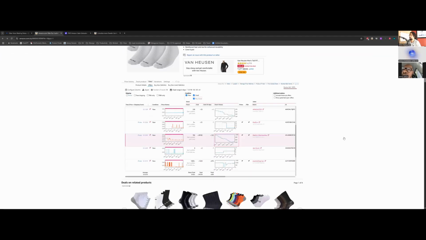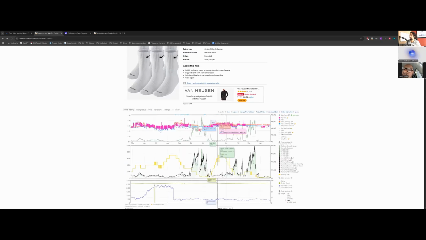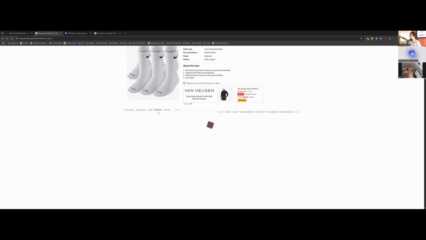If you don't have that data from this gold line, and you cannot get a clear idea from here, this is always my second best option. If you cannot get the data from here, what you're going to do is go to the variation tab right here, and you're going to get data on every single variation.